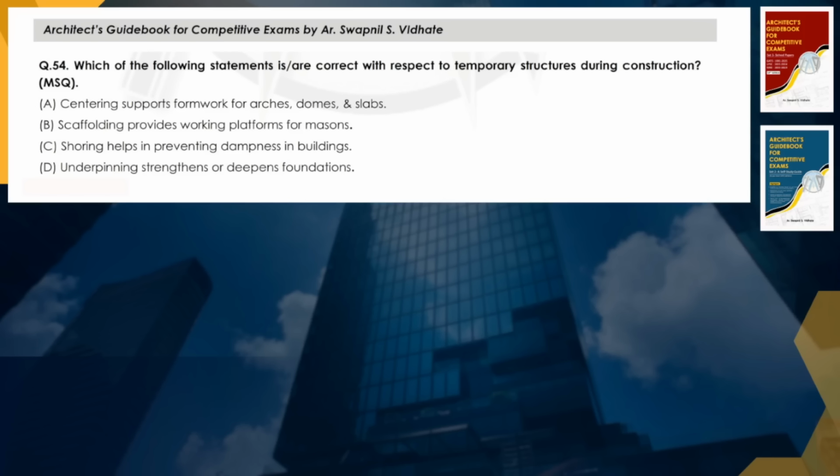Question 54, which of the following statements is or are correct with respect to temporary structures during construction? It is again a multiple select question. Option A, centering supports formwork for arches, domes and slabs. The correct sentence. Option B, scaffolding provides working platform for masons. Yes, the correct one. Option C, shoring helps in preventing dampness in buildings. Absolutely, there is no relation between dampness in buildings and shoring. So option C is the incorrect one. D, underpinning strengthens or deepens foundations. Option D is also the correct one.